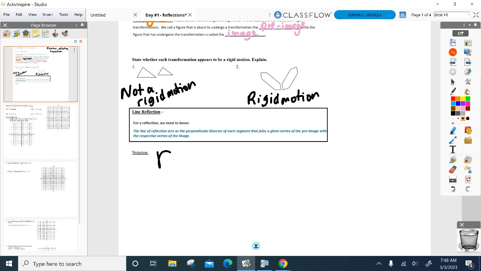And then you will see something written below. Have you ever heard of the term subscript? Not in math, but just in general, subscript. You will see something down here that tells you the line we're going to reflect over. So again, the r tells me reflection, you're about to do a reflection. Then down here tells you the line to reflect over.